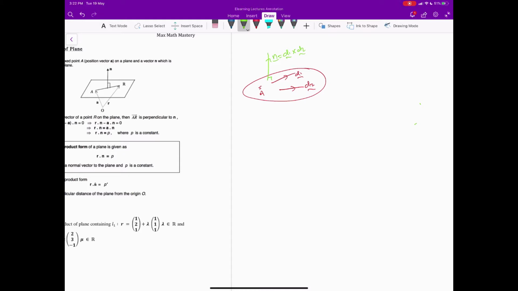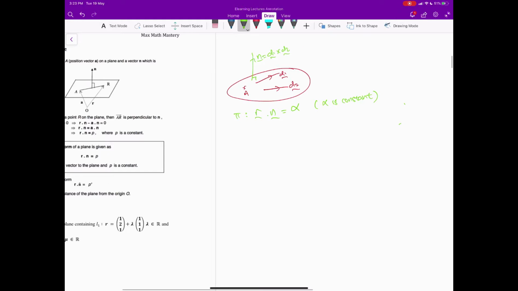For a scalar product of a plane, it should look something like this: r dot n, where n represents your normal. As usual, r will represent any point that lies on the plane, which will give me alpha. Alpha is a constant over here. We have to learn how to find the normal first, then from there, we're going to learn how to find the constant at the back of your scalar product of a plane. So for example, over here, we're going to use this plane equation.